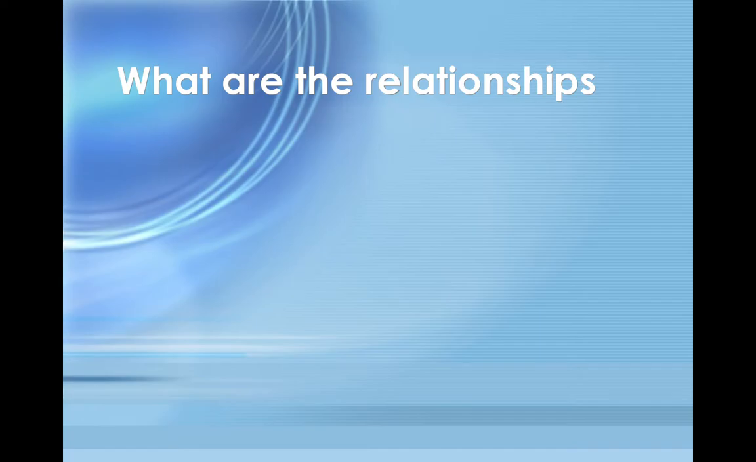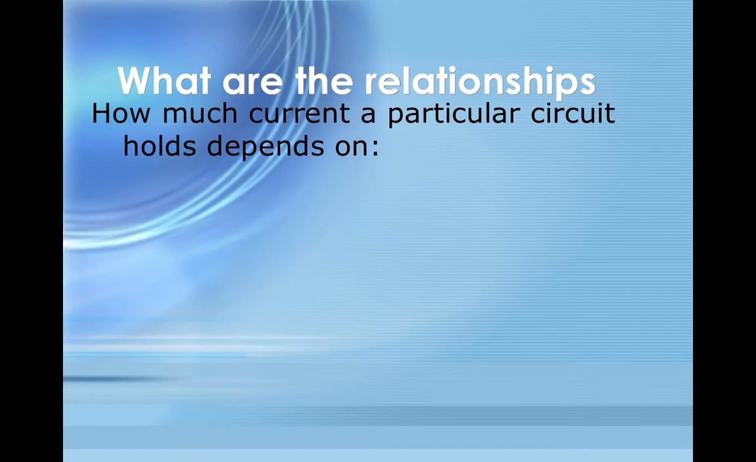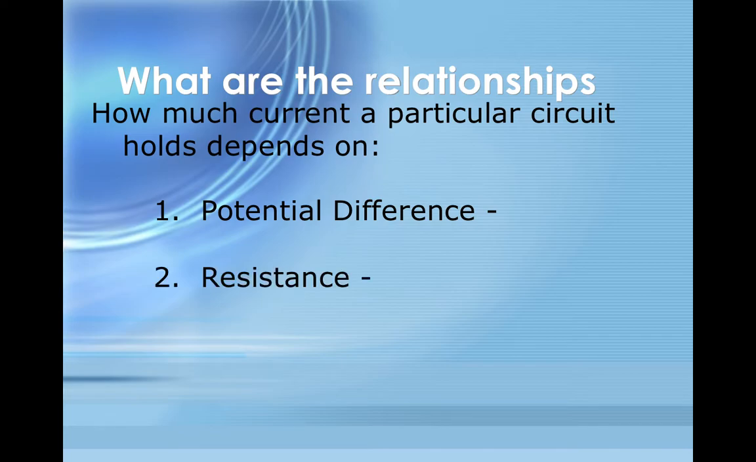So what are these relationships? Ohm determined that how much current a particular circuit carries through depends on the potential difference. So the amount of charge that flows through your circuit depends on how much potential you give those charges. That should make sense. The more potential you give them, the faster they'll flow, which means you'll have more current.